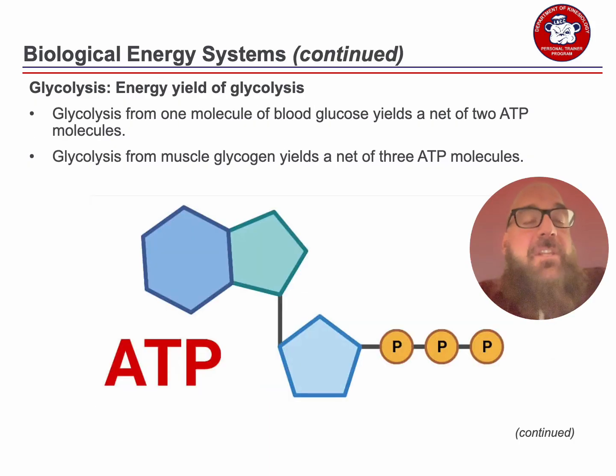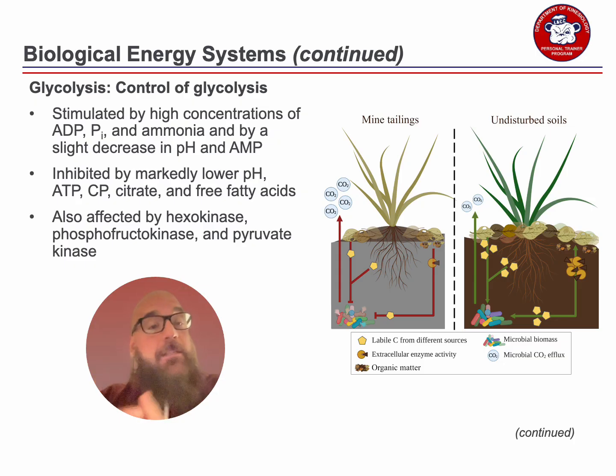All right, so the energy yield from glycolysis. Glycolysis from one molecule of blood glucose yields a net of 2 ATP molecules. Glycolysis from muscle glycogen yields a net of 3 ATP. So now instead of the 1-for-1 ATP that we got in the phosphagen or phosphate system, we're getting 1-to-2 and or 1-to-3. So we're getting more energy out of this system. It's a little bit more efficient, though not nearly as efficient as the oxidative system that we'll get into shortly. However, it has limits, right?